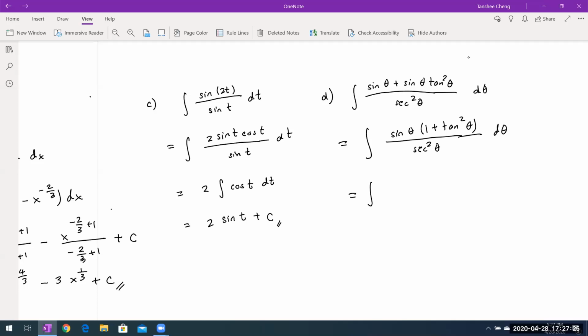And we know that 1 plus tangent squared theta is equal to what? Secant squared theta. You need to remember our identity. So this will give me secant squared theta. That will allow us to simplify, and that will give me the integral of sine theta d theta that we want to take. So the integral of sine is negative cosine theta plus a constant.